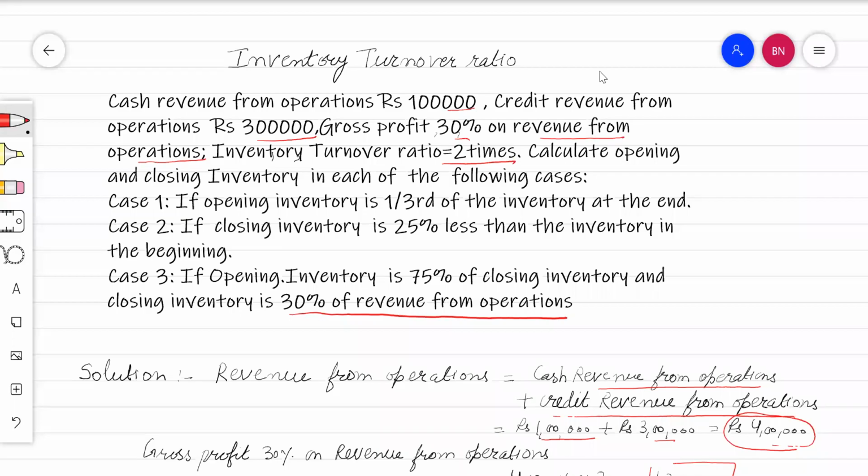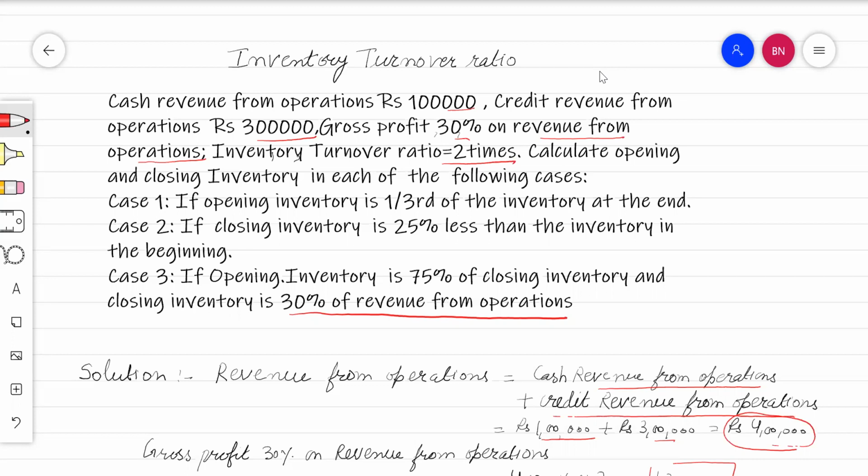In this question, we will calculate the value of opening inventory and closing inventory from the following information. Cash revenue from operations is rupees 1 lakh, credit revenue from operations is rupees 3 lakh. Revenue from operations means sales, credit revenue from operations means credit sales, and cash revenue from operations means cash sales. Gross profit is 30% on revenue from operations.